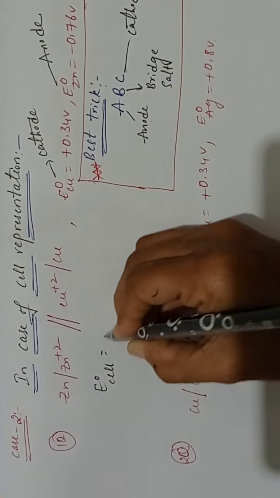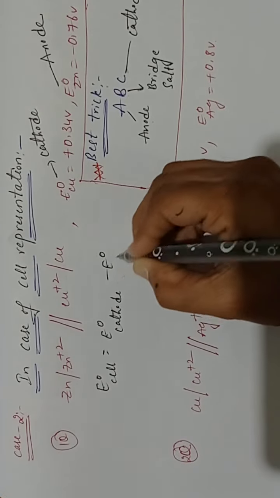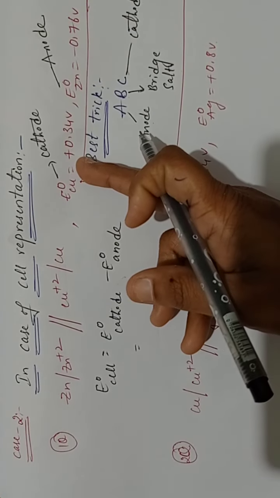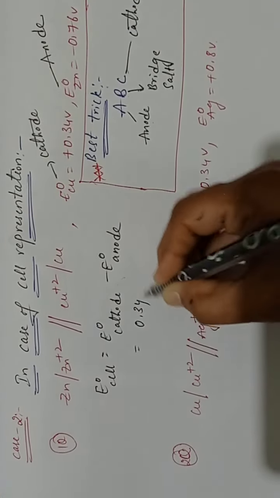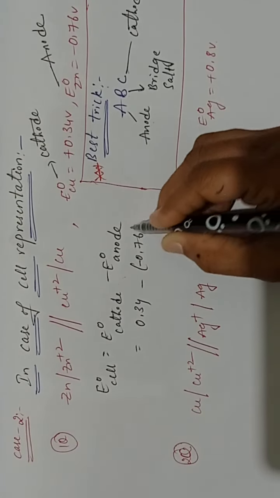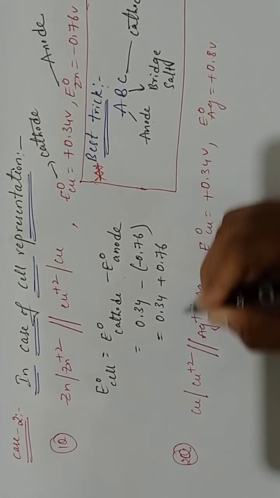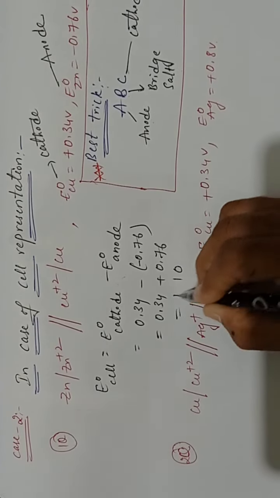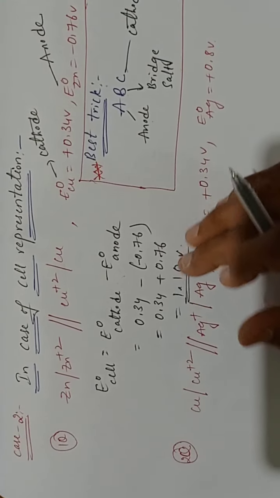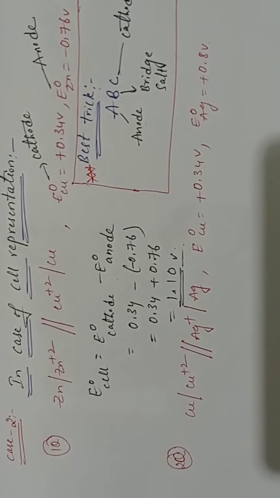So E naught cell is equal to E naught cathode minus E naught anode. Which is the cathode? The copper electrode. What is the value? 0.34 minus the anode, which is minus 0.76. Now, 0.34 plus 0.76. How much, students? 1.10 volts. So this is the E naught cell, the standard EMF of the cell.